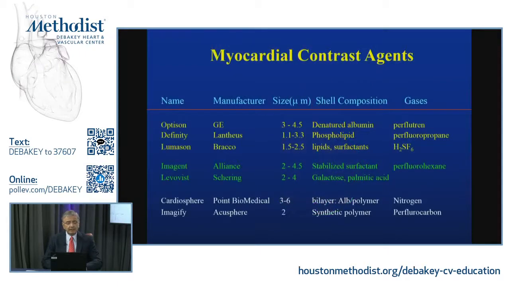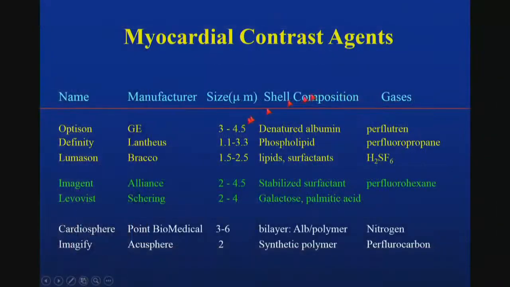So over the years, I think in yellow here in the slide are the three agents that are approved in the United States, and actually our lab uses the three agents, and each one has certain different properties than the others. All of them actually are very effective, very safe. And look at the size of these microbubbles. We're talking about between 1.1 and 4.5 or so micrometer, if you will. And the greens are the ones that are approved in other countries in the world.